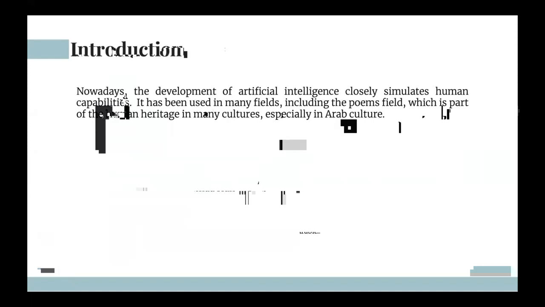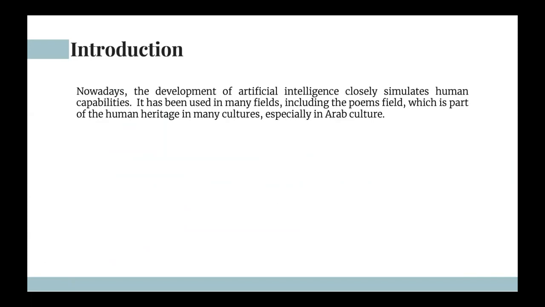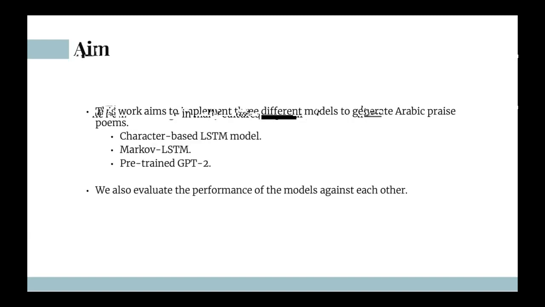As we know, the development of artificial intelligence closely simulates human capability. It has been involved in many fields such as education, health, industry, and text generation, which include poems. Poems are part of the human heritage in many cultures, especially in the culture of Arab society. Recently, automatic poem generation is an interesting topic that has attracted the natural language processing and deep learning community's attention. This explains the lack of research on this topic.